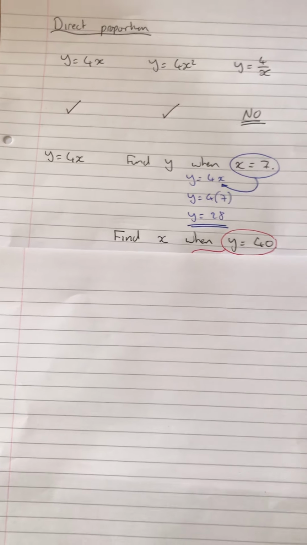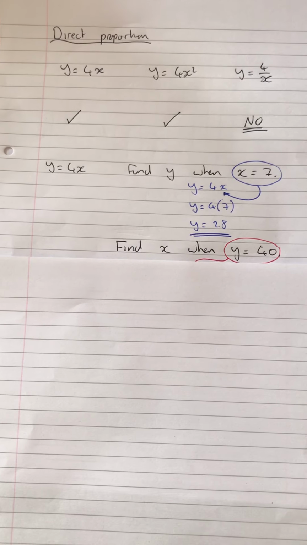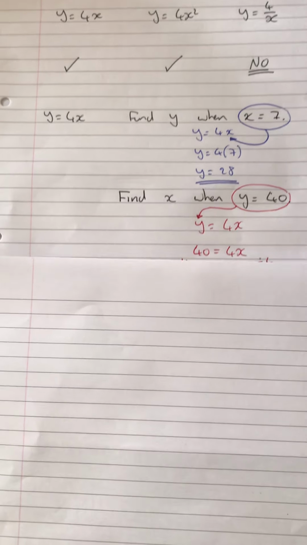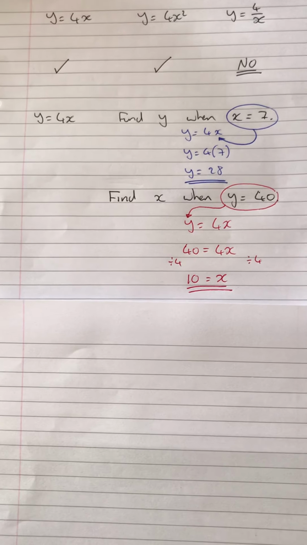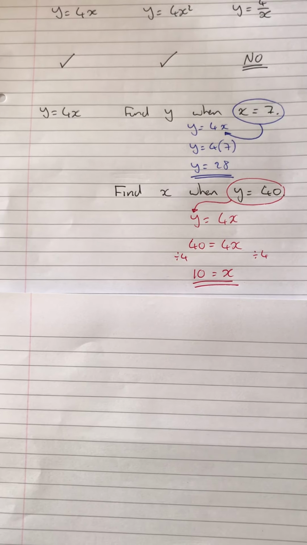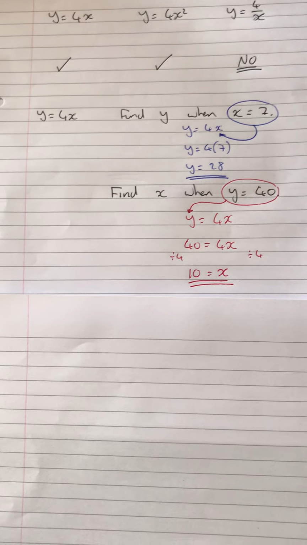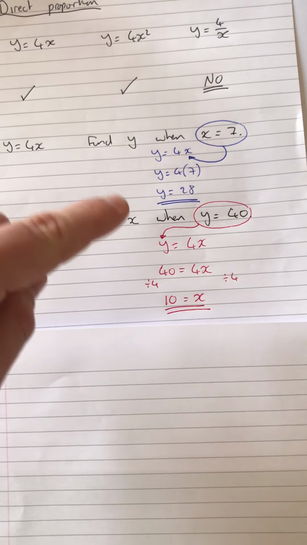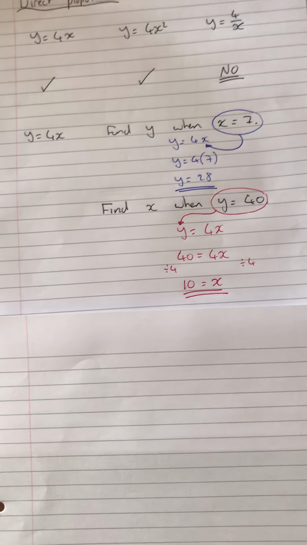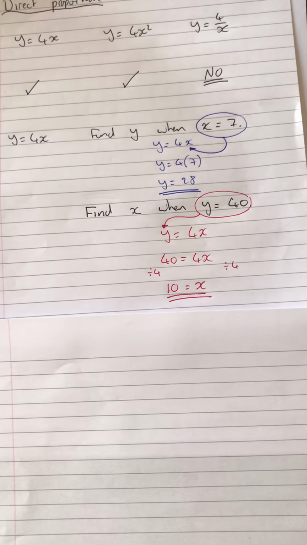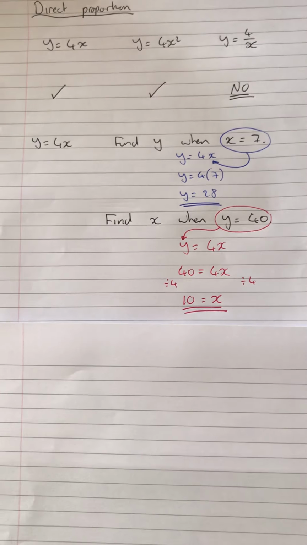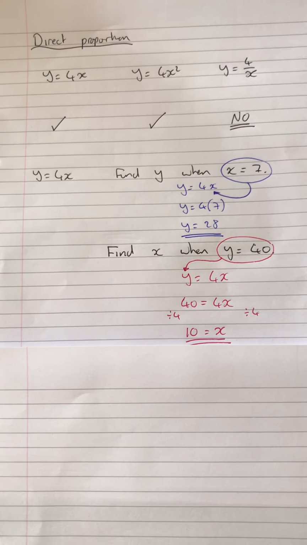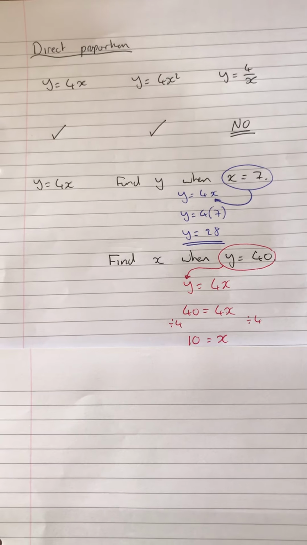The second type of question is being given y and being asked to find x. So find x when y is 40. We start off in exactly the same way, guys. You just write out your equation, you substitute what you know into the equation, and this time we're told that y is 40, so we substitute into y, not into x. We then know that 40 is equal to 4x, which means that x is equal to 10. So it's the same process, guys. You write out your equation, you substitute in the part that you know, and then you work out the bit that you do not know.